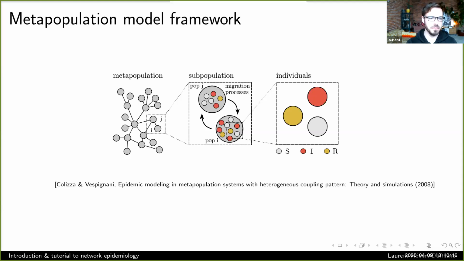But you can use your favorite model that I just showed within those populations and just couple them if you have enough data to do so, right? And data is really the part that drives a lot of these state-of-the-art models.